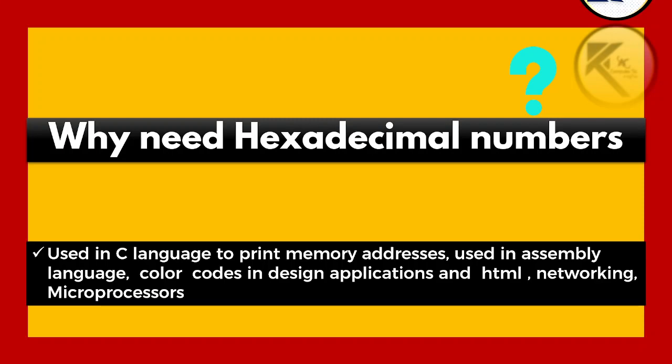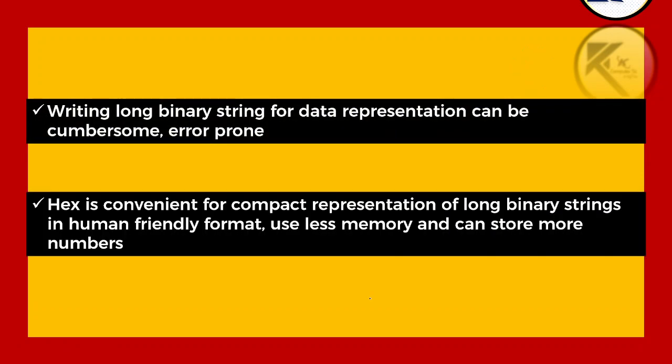So why do we need the hexadecimal number? We have seen its application in C language, in networking applications, in color codes, in microprocessors, in assembly language. One benefit of using the hexadecimal number is that it offers a compact representation of long binary strings. We know that a computer internally handles data in the form of bits, zeros and ones, but if that bit representation is shown to the user, they may have difficulty handling those bits, because a long binary string is not human friendly, while hexa numbers can represent data in a human friendly format.